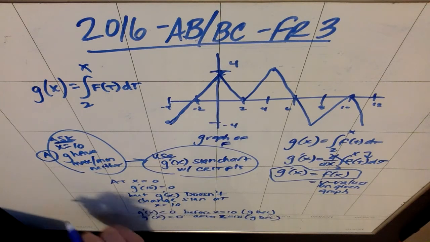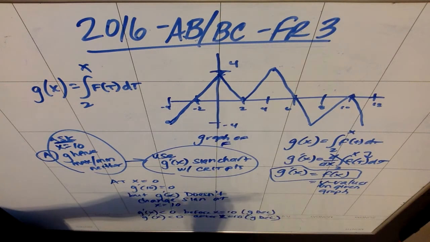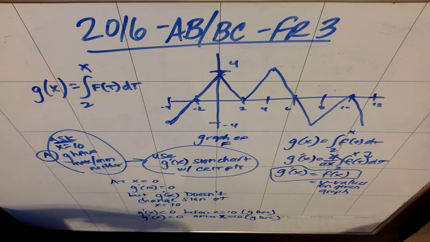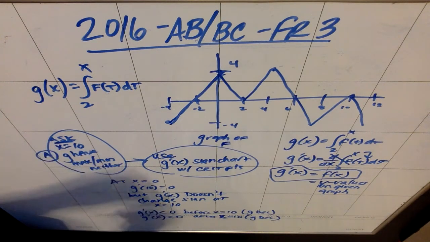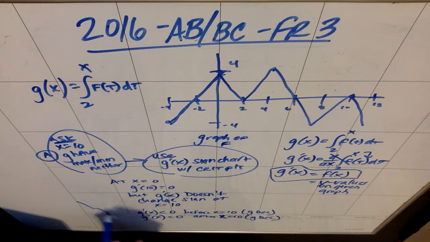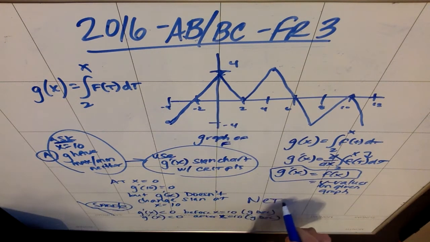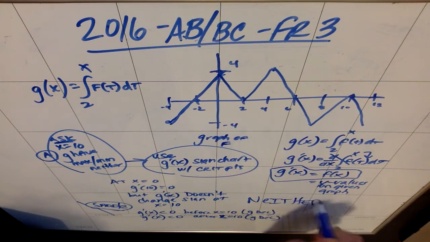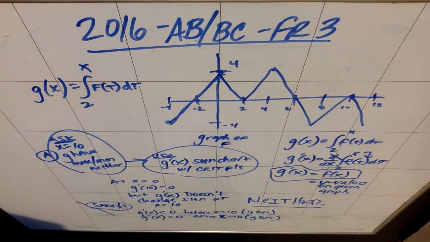So what we've got is a saddle, and the answer is neither. It does not have a relative min or a relative max, because we've got decreasing, levels out, decreasing. That's a saddle. But again, you need to link it to what you can see with your eyes. You can see that f of x is below the axis, and g prime is the same as f of x, so f of x is less than 0 on both sides. So it is neither.